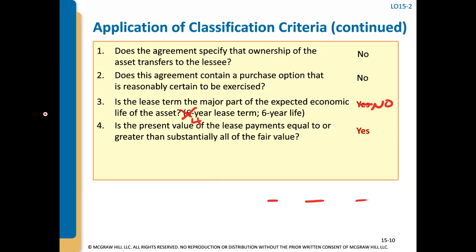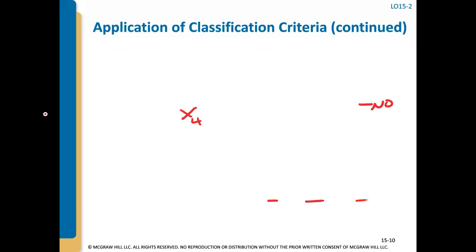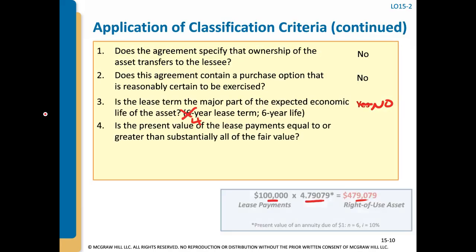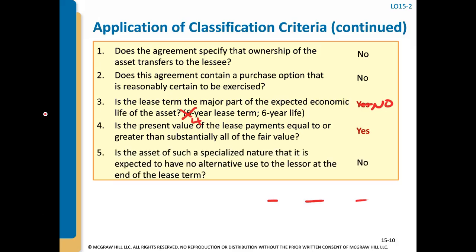And it tells me back in the problem that the fair value of the asset, right? They just bought it at a cost of $479,000. So if they bought it at that cost, that's the fair value on that day. For purposes of this example, they made it the exact same amount. In real life, that would typically not happen. And the 5th one is: is the asset of such a specialized nature that it is expected to have no alternative use to the lessor? The answer to that was no.